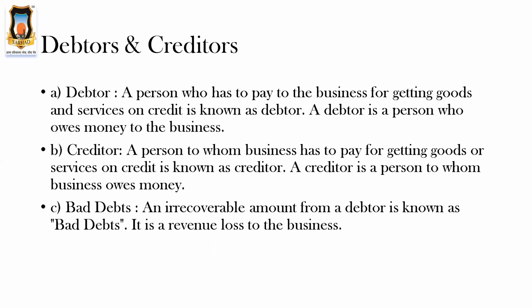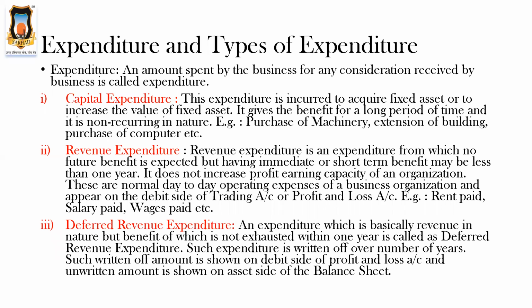These are some of the most important concepts: debtors, creditors, and bad debts. Okay. So in a simple way, just remember, a debtor is a person who has to pay to the business for getting goods and services on credit. A debtor is a person who owes money to the business, and a creditor is a person to whom the business owes money. Then the next is expenditure. Expenditure means an amount spent by the business for any consideration received by the business.